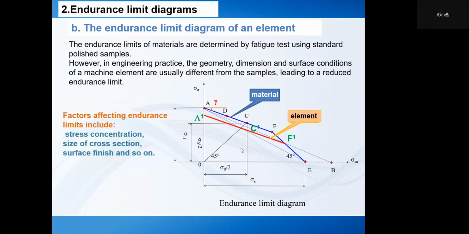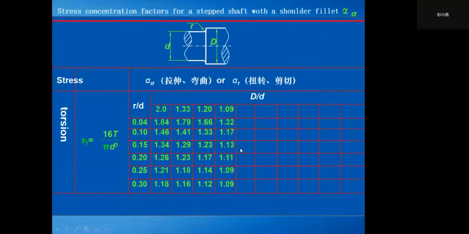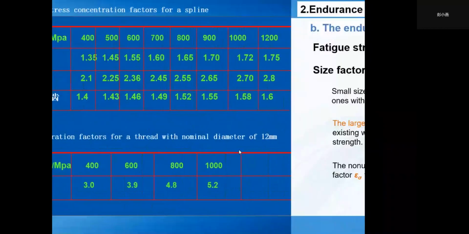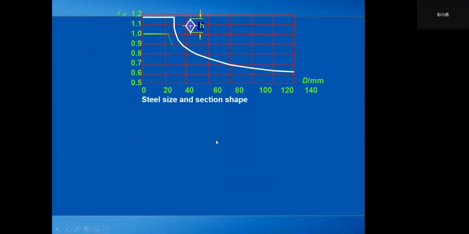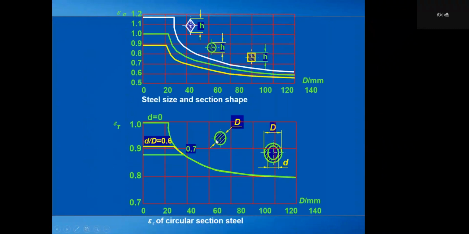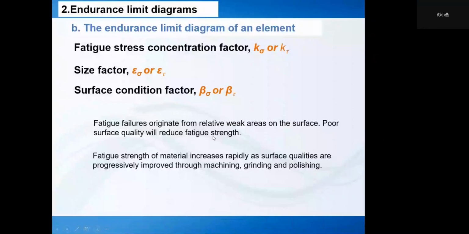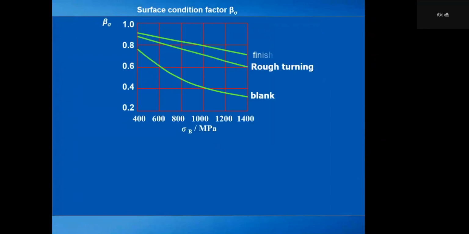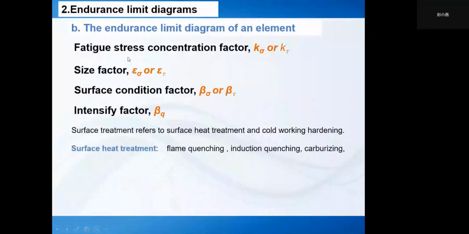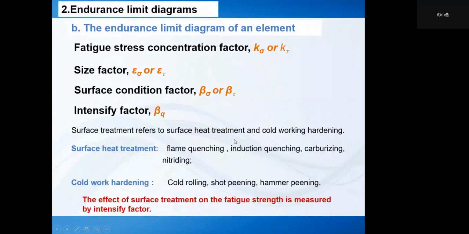And then we learned the factors that affect the endurance limit of an element. Four factors: concentration factor, size factor, surface condition factor, and intensity factor.